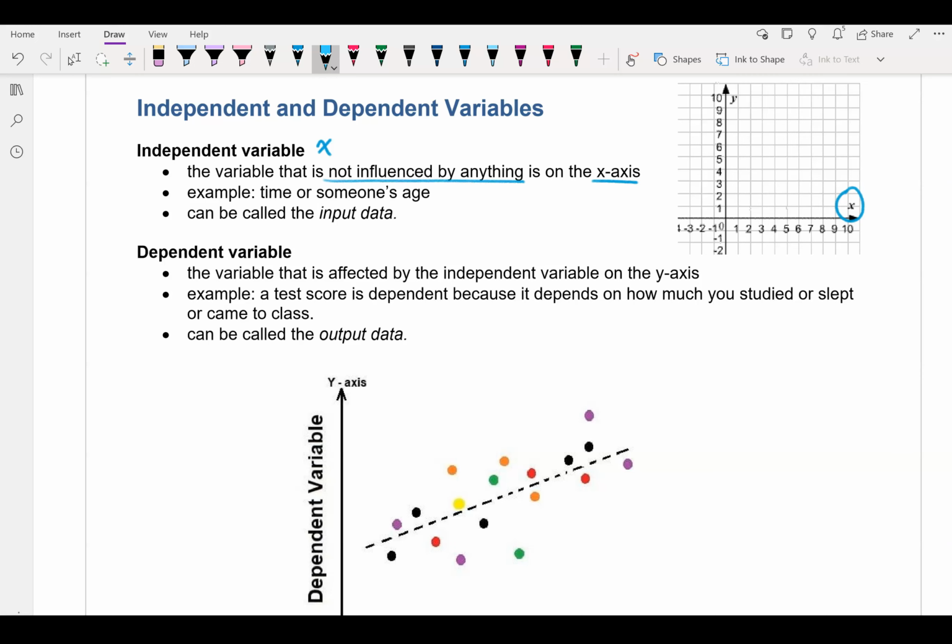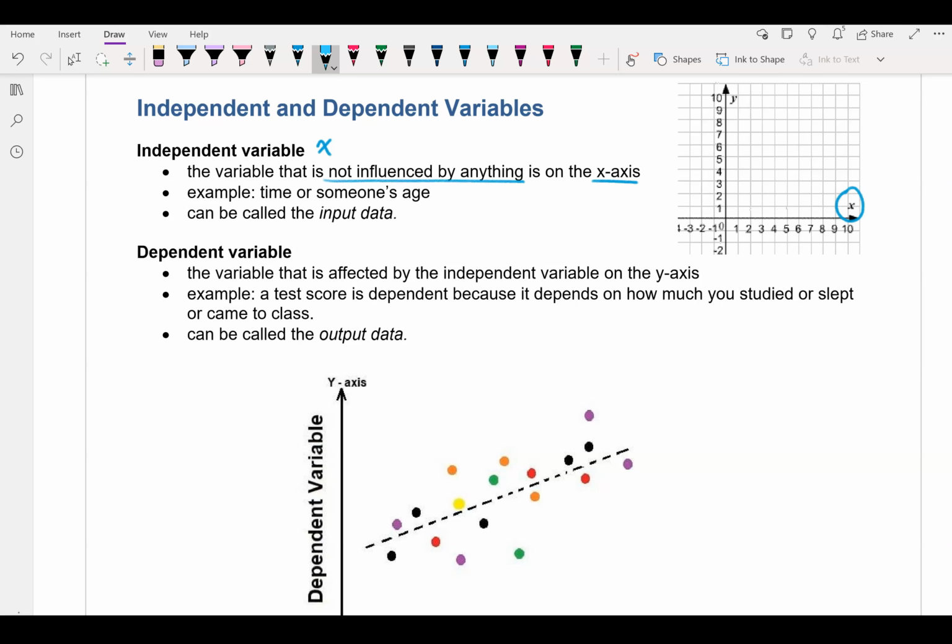The dependent variable, on the other hand, is usually on the y-axis, the vertical axis. It's a variable that is affected by the independent variable. For example, a test score is dependent because it depends on how much you studied or slept or came to class. That can be called the output data. So we'll see here that the independent variable is almost always on the x-axis, and almost always the dependent goes with the y-axis.